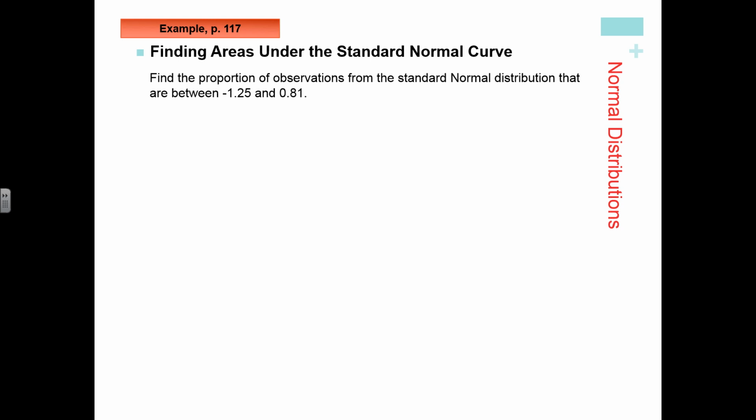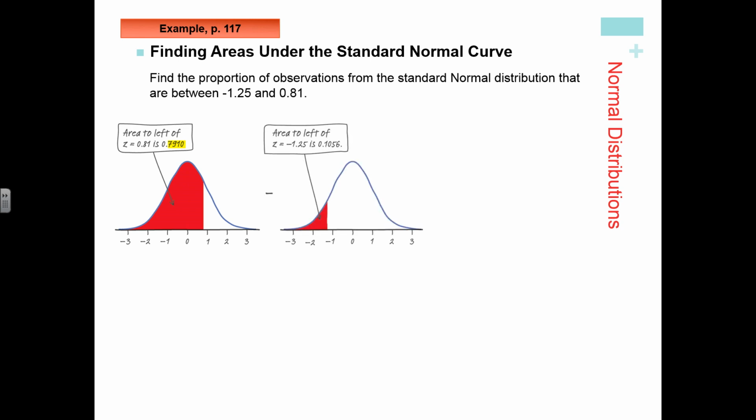All right, so here's another example. It says find the proportion of observations from the standard normal distribution that are between negative 1.25 and 0.81. Here's the area to the left of 0.81, and I use the table to get that area as 0.7910. And then I also found the area to the left of negative 1.25. I used that table and found that it is 0.1056.